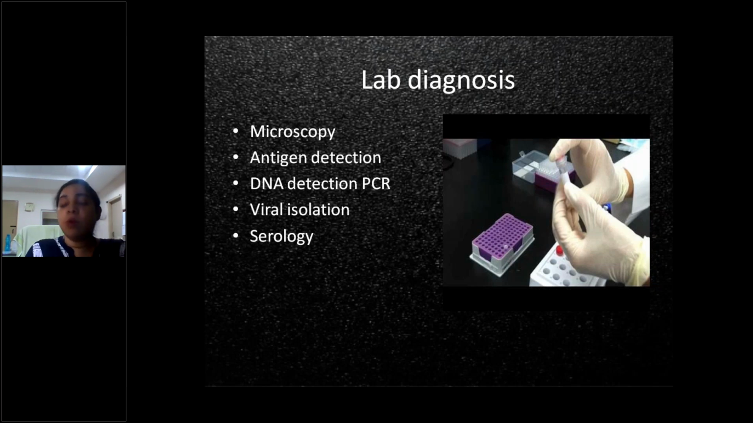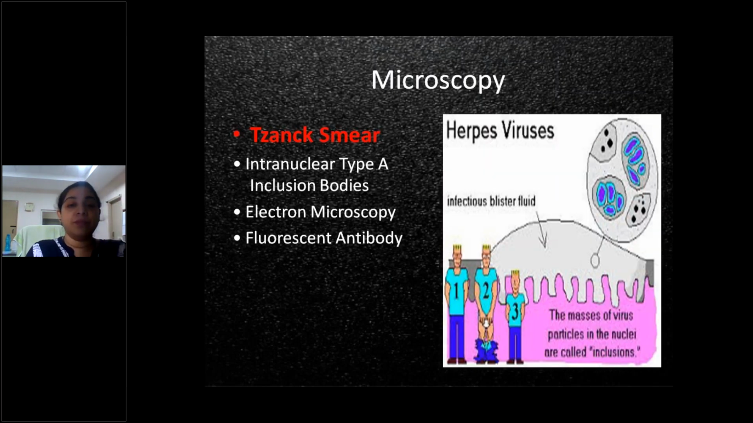Lab diagnosis. What is the laboratory diagnosis of herpes simplex viruses? Microscopy, antigen detection, DNA detection by PCR, viral isolation, and serology. First one, microscopy. For microscopy, you usually do a Tzanck smear. It is the specialized type of smear that we employ for the detection of herpes, to look for the presence of intranuclear inclusion bodies, that is Cowdry type A inclusion bodies. Next, electron microscopy and fluorescent antibody technique.